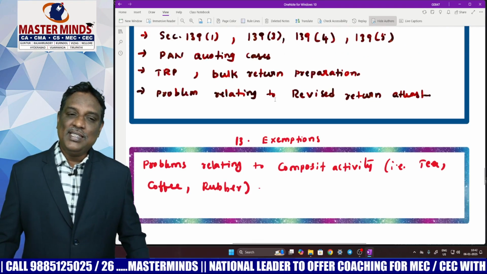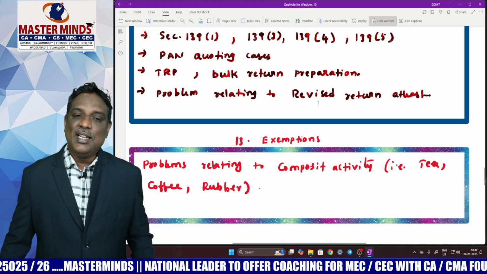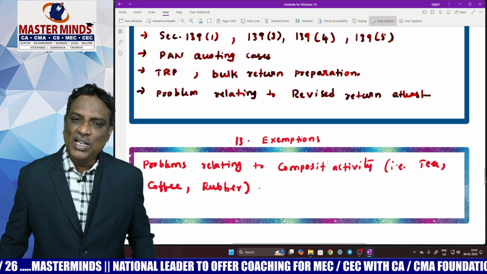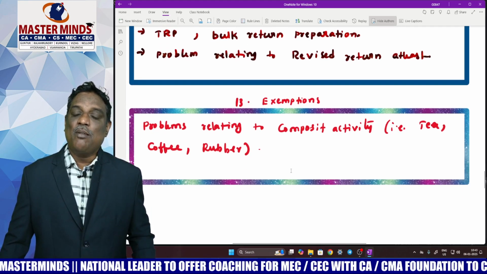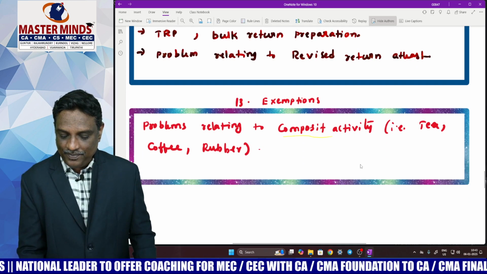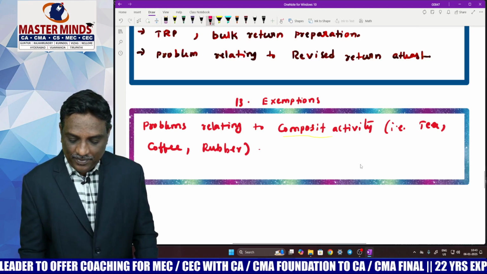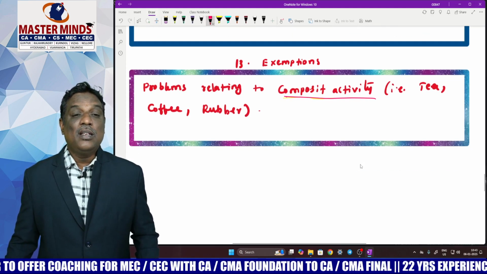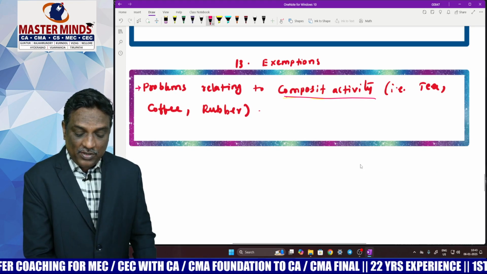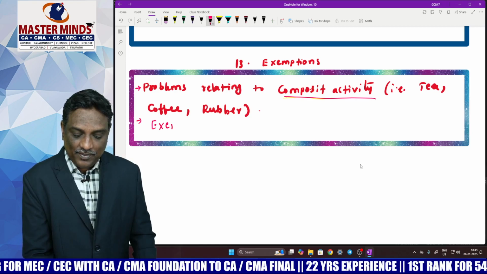And the next one is exempted incomes. My dear student, I think it is better to prepare only one concept in this, that is, problems relating to composite activities, that is tea, coffee, rubber. In addition to that, I want to suggest one more: exemption under section 10(10D) also.